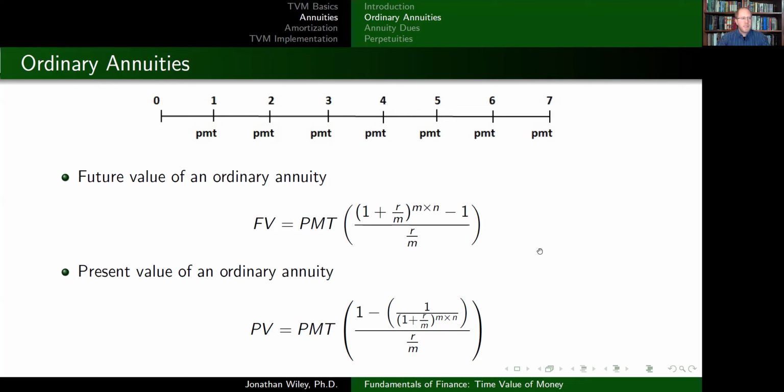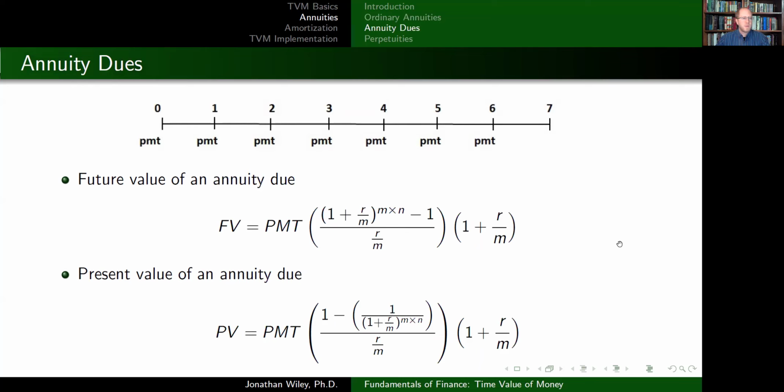Now, if we proceed from the ordinary annuity to the annuity due, that's a situation in which I have the payments at the beginning of each period. So I have the same timeline, the same number of periods, but I've shifted the payments over so that I have a payment and then a period, a payment and then a period, a payment and then a period. Because I have a payment at the beginning of each period, this is an annuity due. And I have some formulas here, and you're thinking, well, that looks kind of nasty.